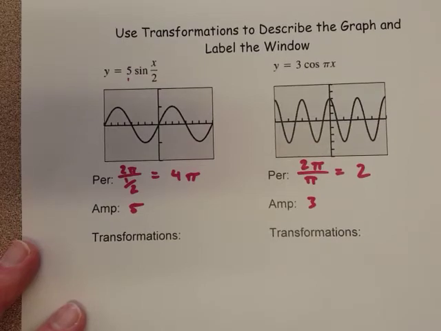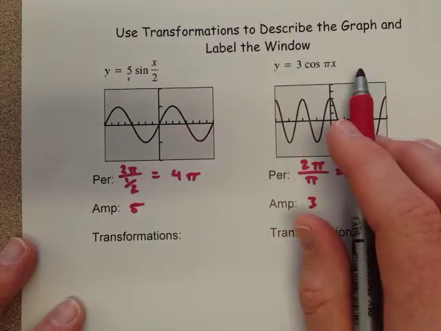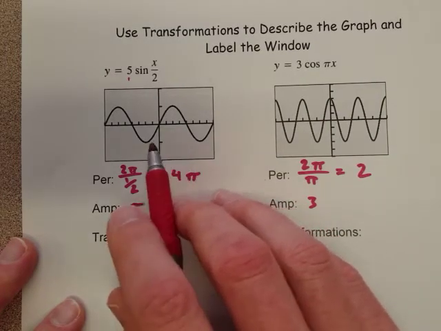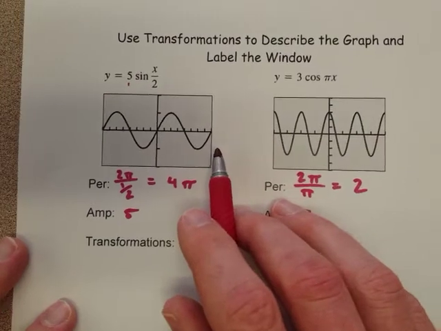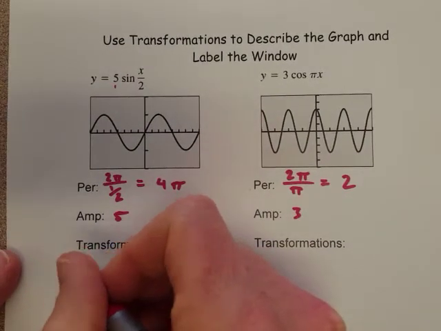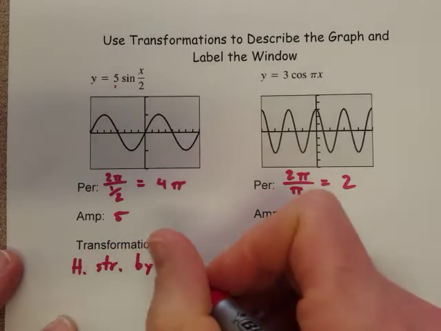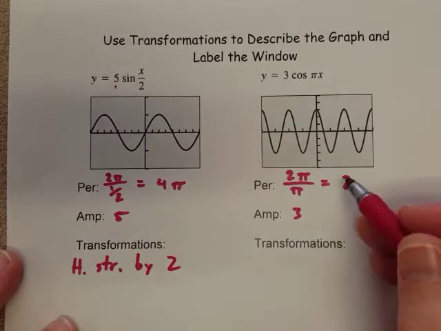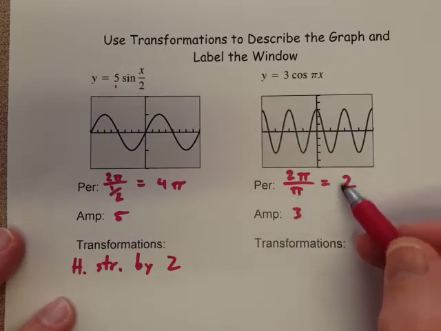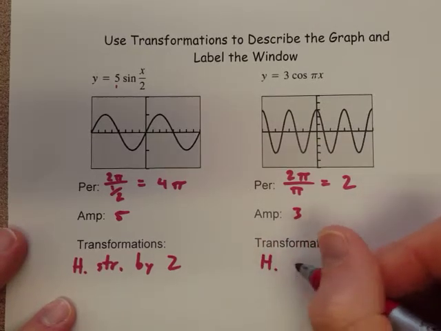That's actually the second thing that we do though. Let's look at the horizontal stretch and shrink on the first one. This one turned out to be 4 pi, which means that it is larger than the normal period. That is twice as large. So we would say that this has a horizontal stretch by a factor of 2. Over here, it's getting smaller, and it's going down to 2. Now, if something gets smaller, it's a shrink. It'd be a horizontal shrink in this case.